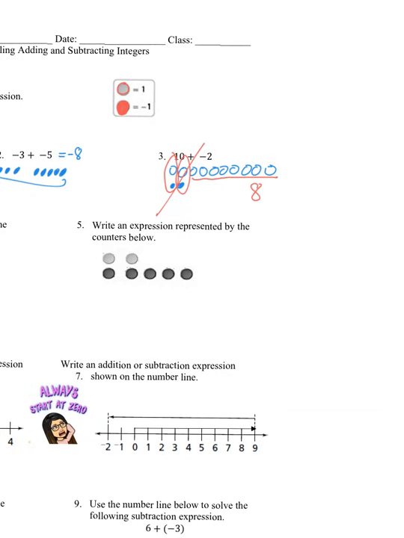Number 5, write the expression represented by the counters below. We have 2 positive, and then 1, 2, 3, 4, 5, 5 negative. So 2 add negative 5. Form the zero pairs, take away the zero pairs, and we are left with 3 negative, negative 3.